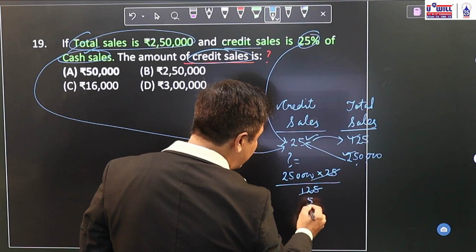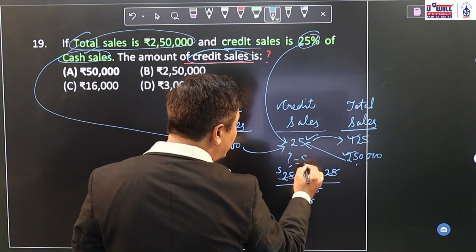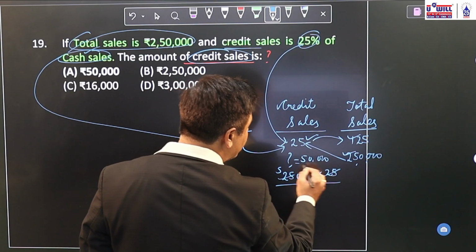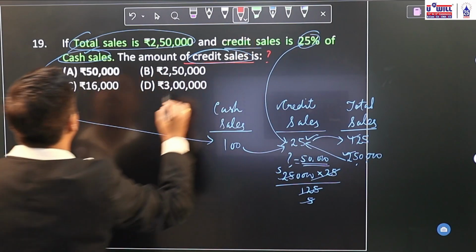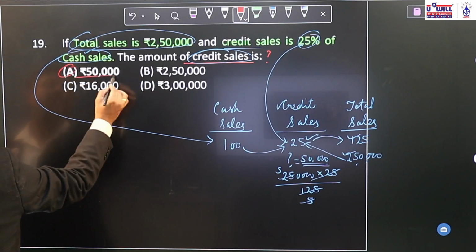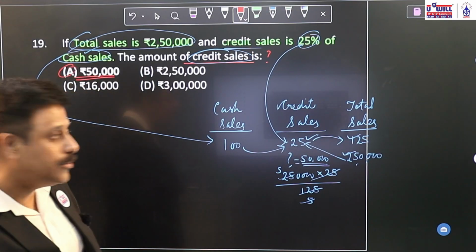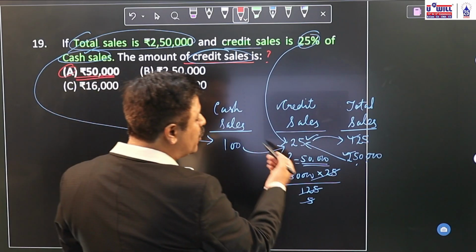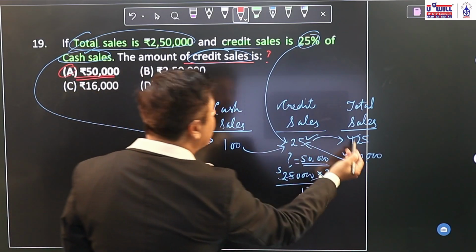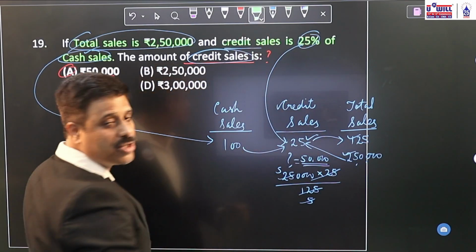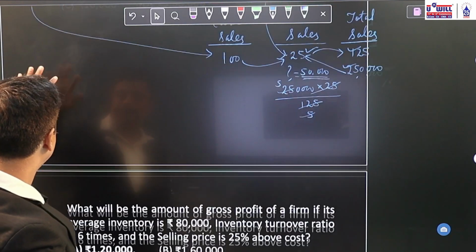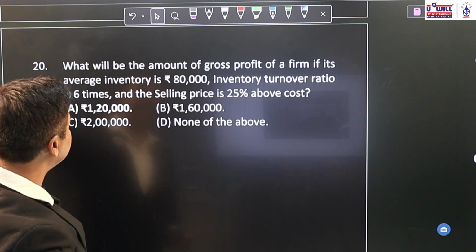25 into 5, 5 into 5. 50,000. Which is the correct option? Option A, 50,000. Okay. Cash sales, if they would have asked, then 2,50,000 into 100 upon 125. Any of the questions you can similarly solve it, right? Then question number 20.